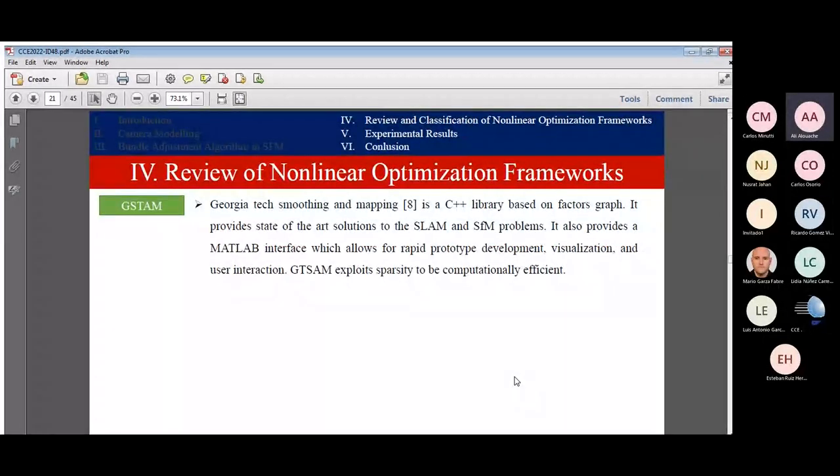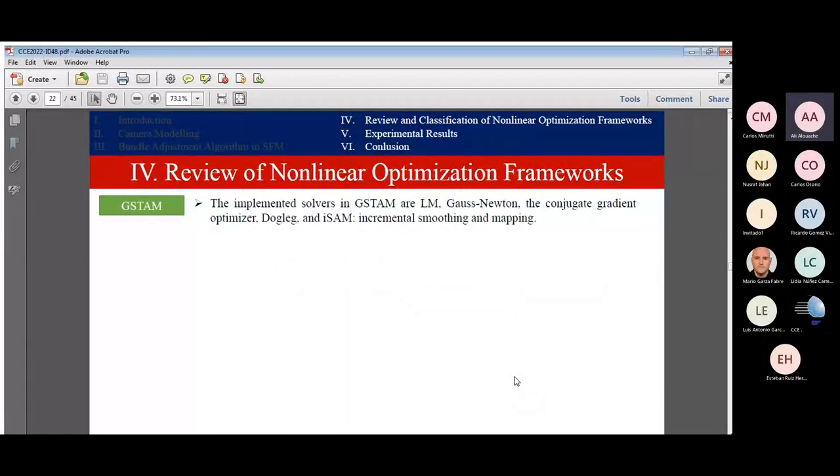Georgia Tech Smoothing and Mapping is a C++ library based on factor graphs. It provides state-of-the-art solutions to the simultaneous localization and mapping and structure from motion problems. It also provides a MATLAB interface which allows for rapid prototype development, visualization, and user interaction. Georgia Tech Smoothing and Mapping exploits sparsity to be computationally efficient. The implemented solvers are Levenberg-Marquardt, Gauss-Newton, the conjugate gradient optimizer, dogleg, and incremental smoothing and mapping.